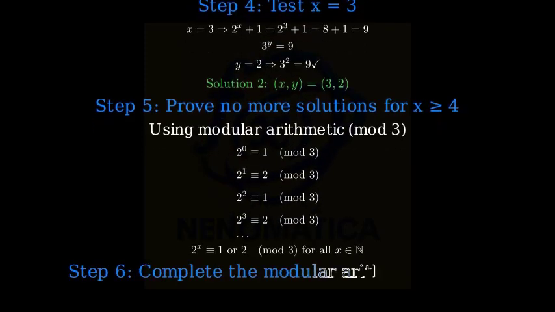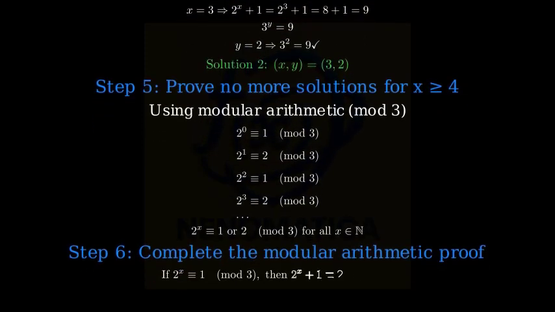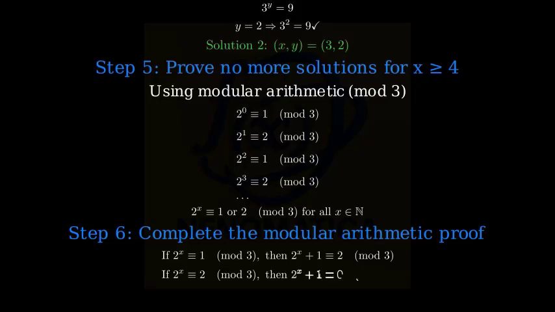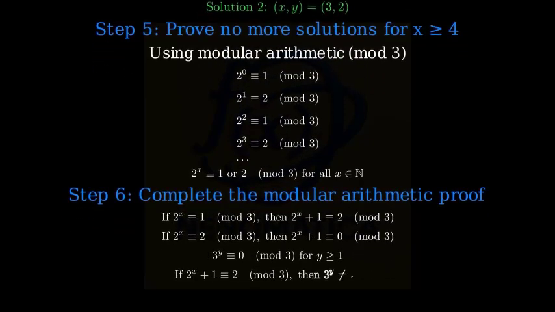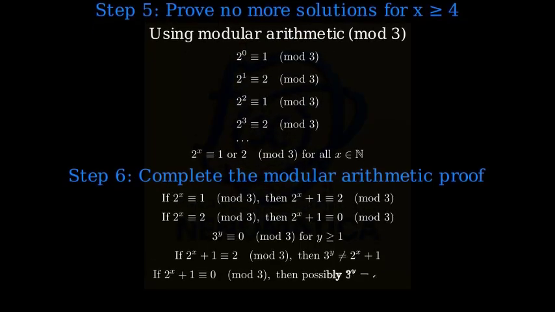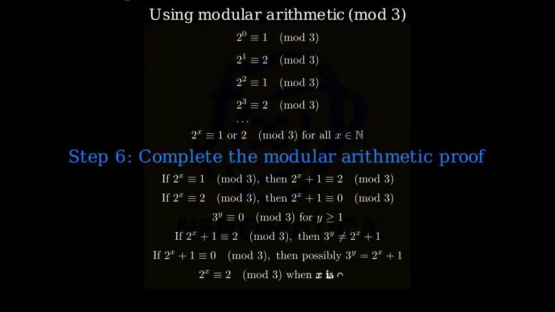Step 6. Let's continue our proof. When we add 1 to 2 to the power of x, we get 2 to the power of x plus 1. If 2 to the power of x leaves remainder 1 when divided by 3, then 2 to the power of x plus 1 leaves remainder 2 when divided by 3. If 2 to the power of x leaves remainder 2 when divided by 3, then 2 to the power of x plus 1 leaves remainder 0 when divided by 3.